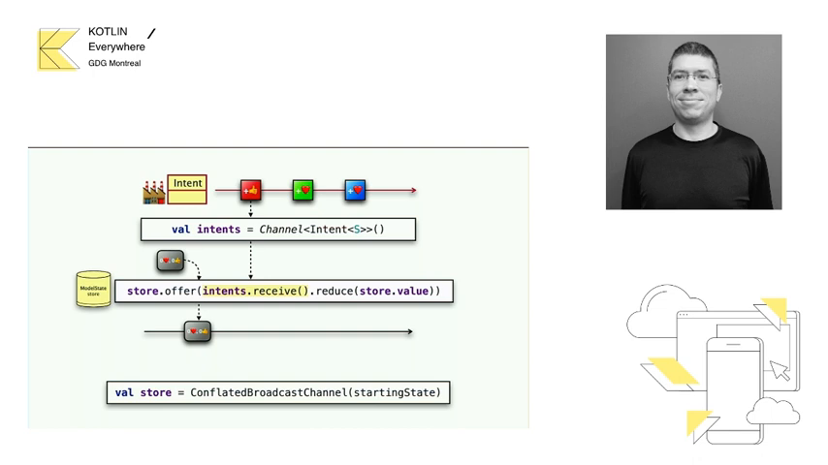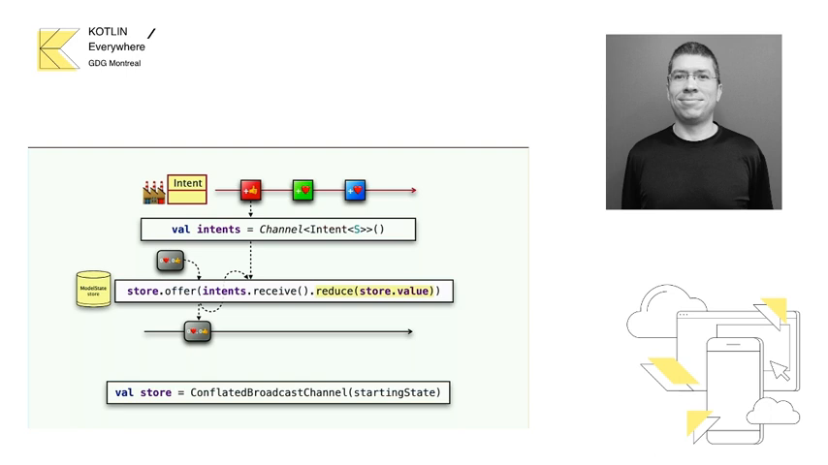Whenever a button click happens, intents receive will resume and give us an intent. Yay. So we can take that intent and call reduce on it right away. And what does reduce do again? It takes an old value, which in this case is whatever value was in the store. So what we're doing right now is taking the current value, which is 0, 0 for our data store, and we're passing it to the reducer function on the intent.